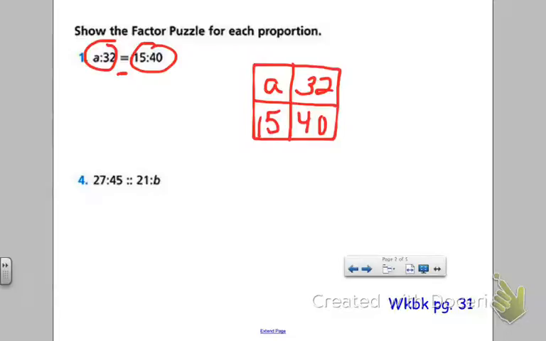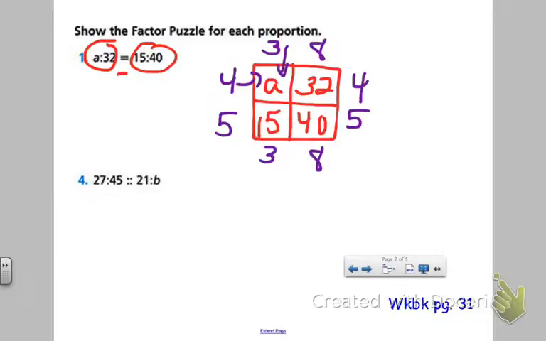And then all I need to do is solve my proportion problem. It's that simple. 15 and 40 have 5 in common. 5 times 8 is 40. 4 times 8 is 32. 5 times 3 is 15. And that means the missing number must be 12. A is equal to 12.